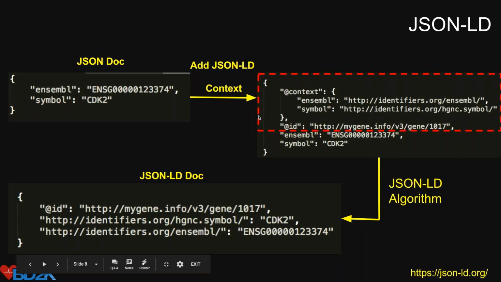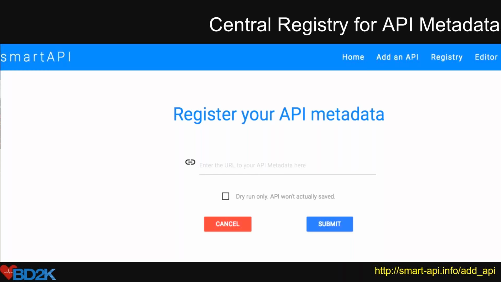And this is only a very simple version of the JSON-LD context. You can also embed a lot of relationship information. For example, what's the relationship between a gene and a drug? You can embed all those relationship information inside a JSON-LD context to make it more rich. So that's so far for JSON-LD.